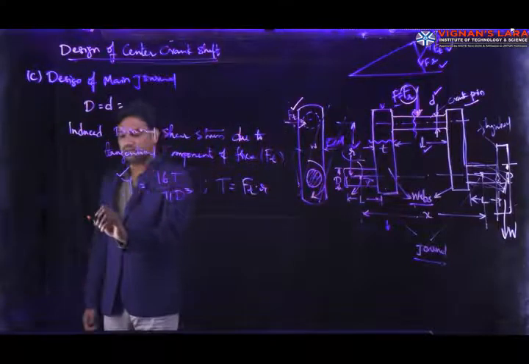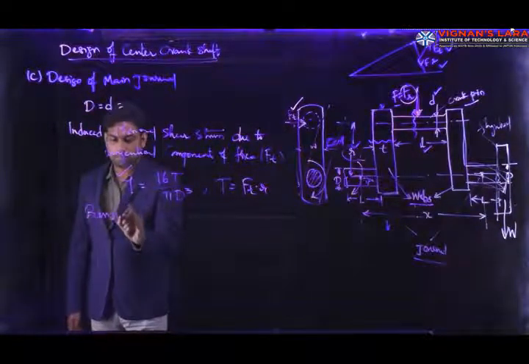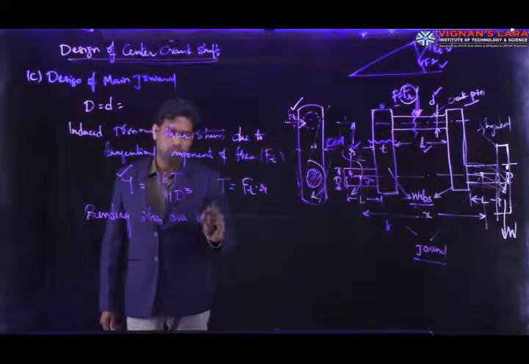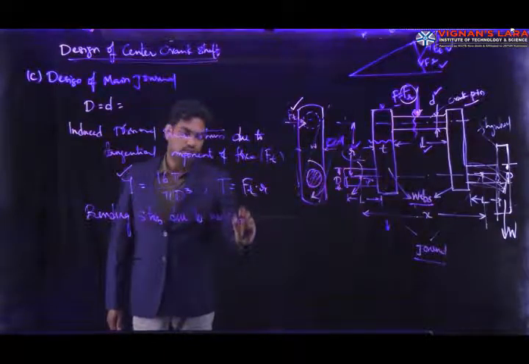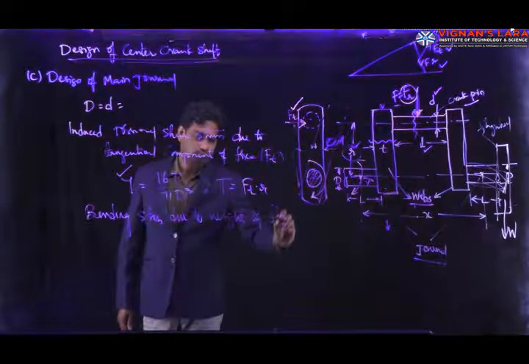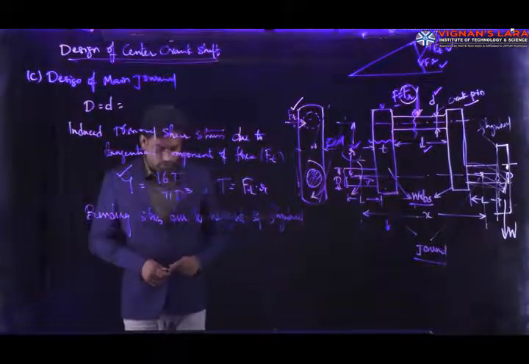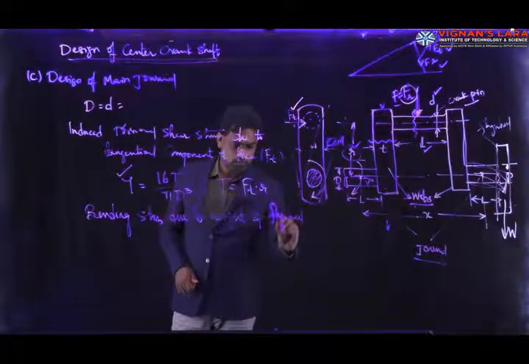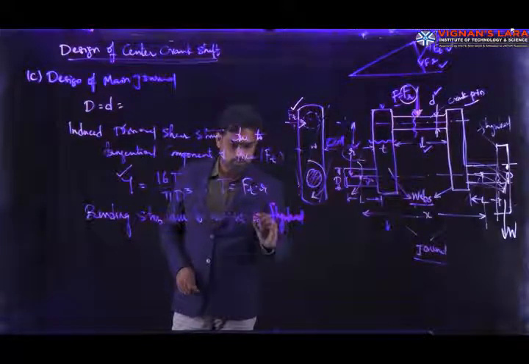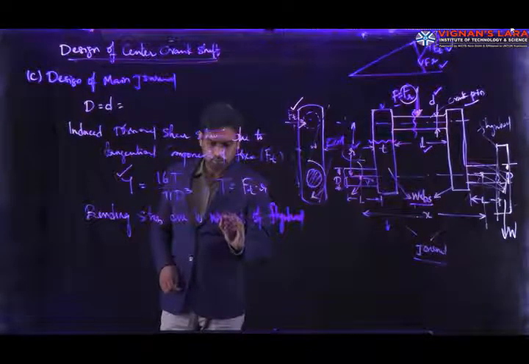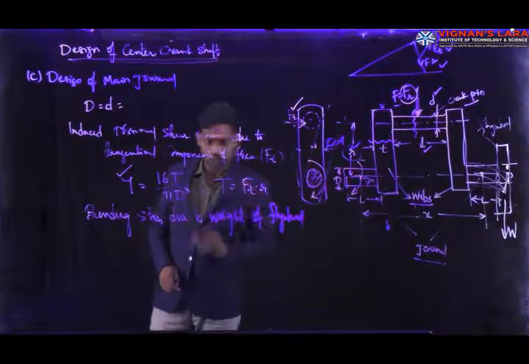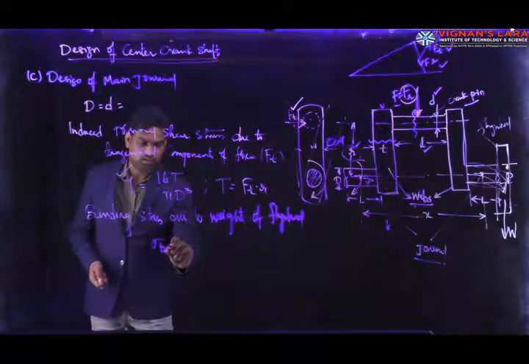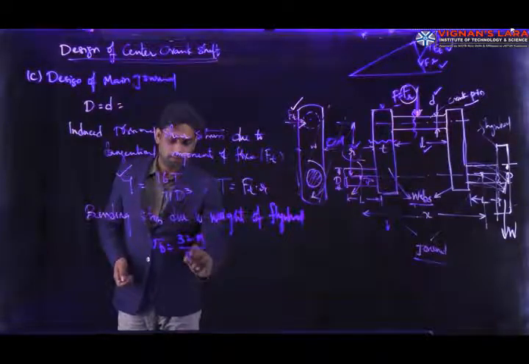So that is a bending stress due to the weight of the flywheel. Clear? So it is due to the weight of the flywheel. So here the bending stress sigma b is given by 32 M by pi d cube.